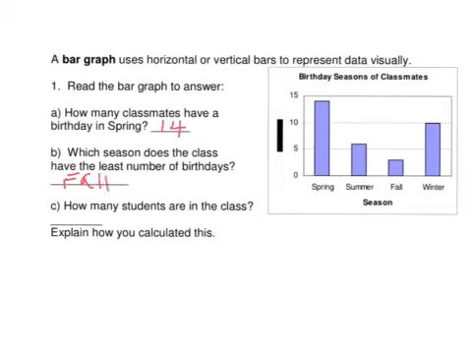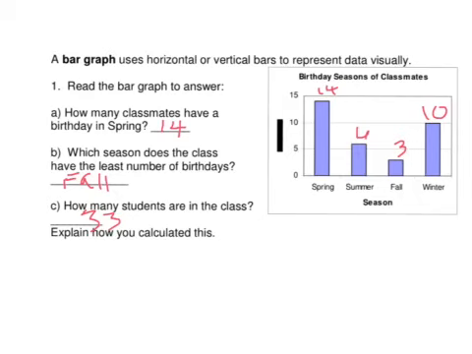And how many students are in the class? Well, how would we find that out? We would need to find out each bar. Like we say this one is about 14. This one may be about 6. This one could be about 3. And winter is right at 10. So then we would add up all of our numbers. So 14 and 6, that would be 20. 20 and 10, that would be 30, and then another 3, so about 33 students.